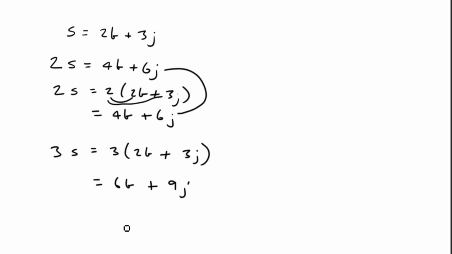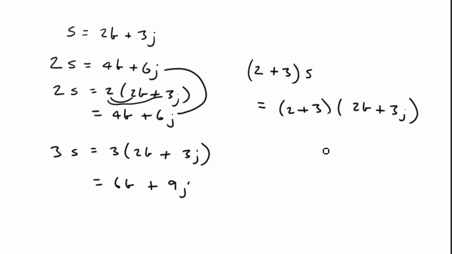Suppose now we volunteered to make a load of sandwiches for some friends. At first, 2 of them say that they would like a sandwich, and then another 3 quickly turn up and say they would like ones as well. In other words, how many sandwiches are we making? We're making 2 and we're making 3. So this is 2 plus 3 lots of 2 slices of bread and 3 scoops of jam.